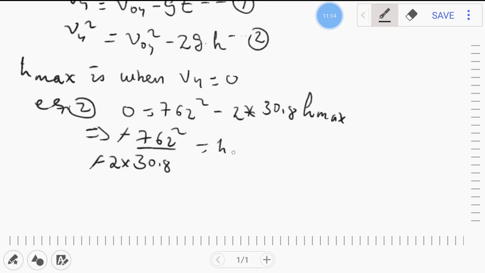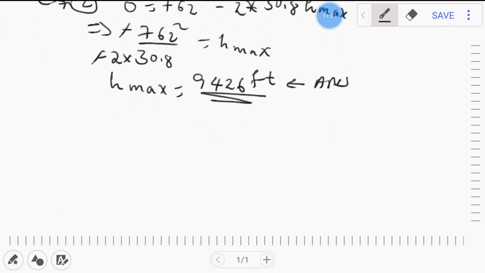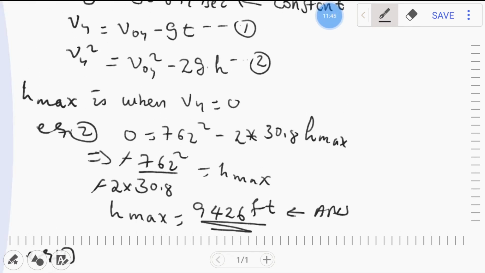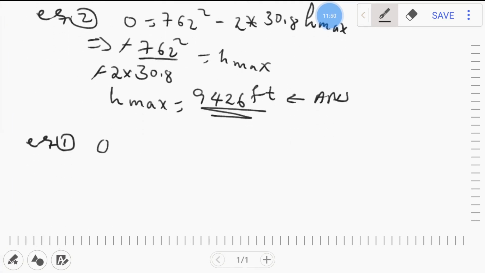Gathering the numbers to the left, it will be negative 762 squared over negative 2 times 30.8, so the negatives cancel out. If you calculate this, you will get h max as 9,426 feet. So this is the maximum height, this is our answer, 9,426 feet. You may convert it into miles if you need, just by dividing by 5,280. Now let's see the other calculation.